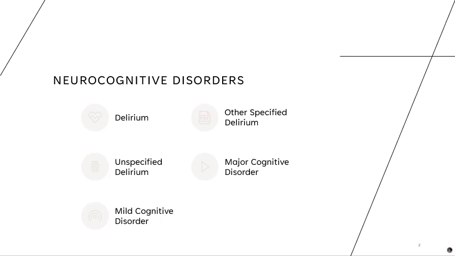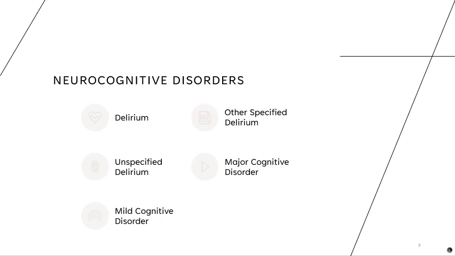Delirium is a disturbance in attention and cognition. Other specified delirium: individuals present with symptoms and characteristics of delirium but do not meet full criteria. This diagnosis is used when the clinician chooses to communicate the specific reason that the presentation does not meet the criteria for delirium or other neurocognitive disorder.